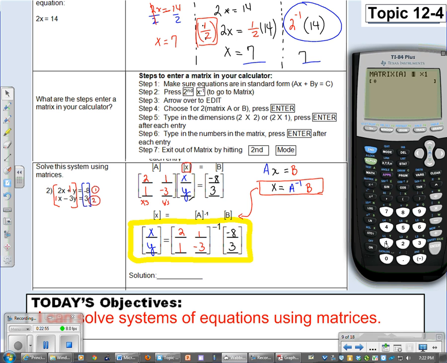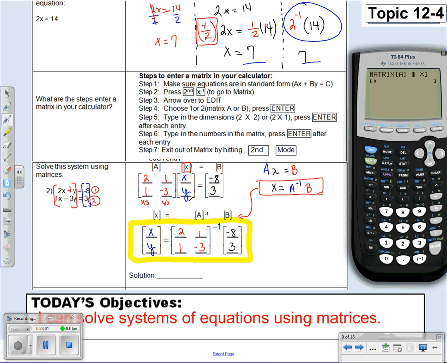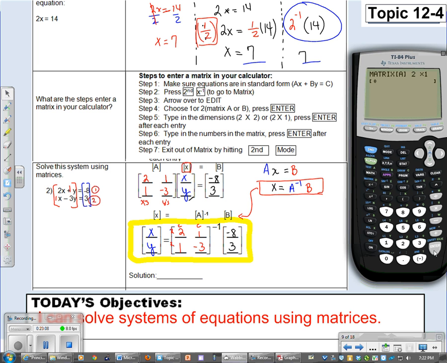Notice the first thing it asks you is the dimensions. So let's look at matrix A and see what my dimensions are. I have 2 rows and 2 columns. So dimensions go by rows first. So 2, we press enter, and then 2 will give us the columns. And now you will see you have 4 spots that you can put information in.